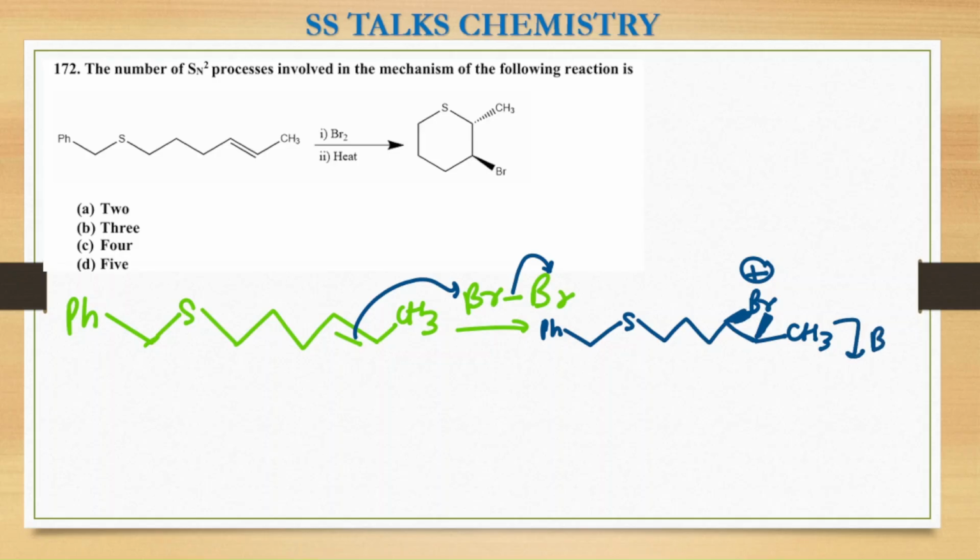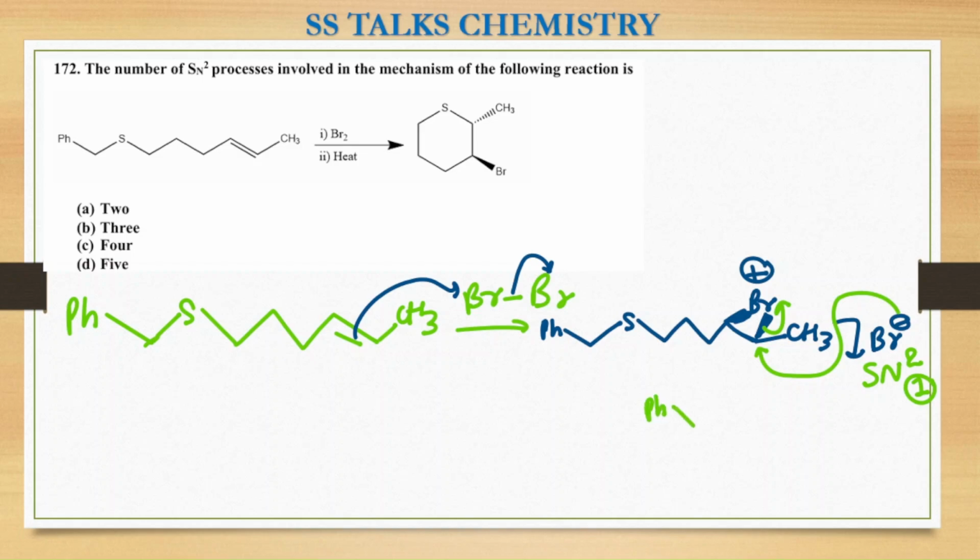Now in the next step, the Br negative that was left in the initial step will come and attack the empty position, and this bromonium ion will be opening over here. So the reaction that is taking place here is SN2. So for the first time an SN2 reaction is taking place over here.